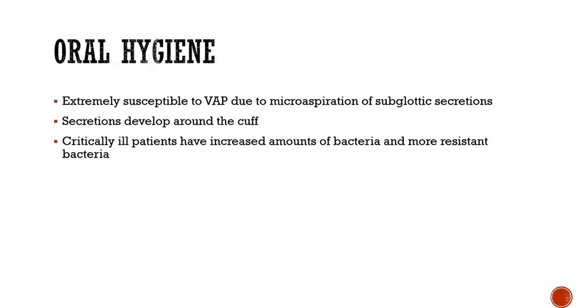It's because of the microaspiration of the subglottic secretions that they produce. Those secretions develop around the cuff, and in critically ill patients, they have an increased amount of bacteria, and they're often more resistant bacteria. So we just really want to be diligent with providing oral hygiene to help reduce the risk of them developing ventilator-acquired pneumonia.